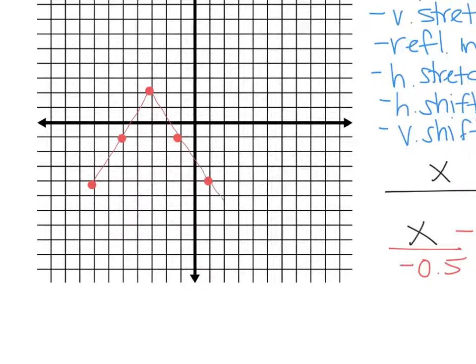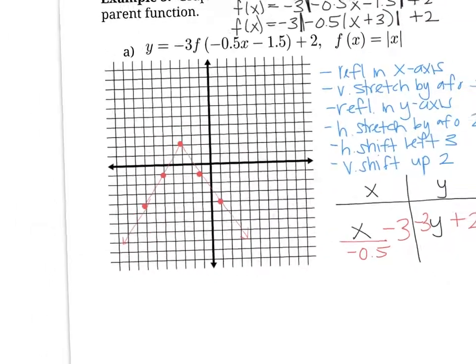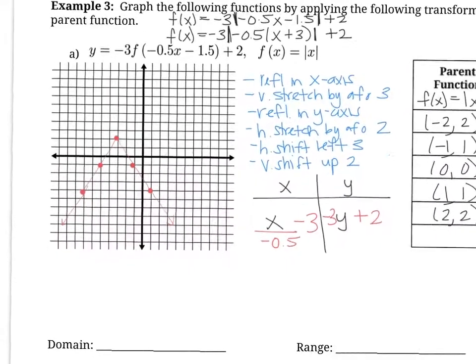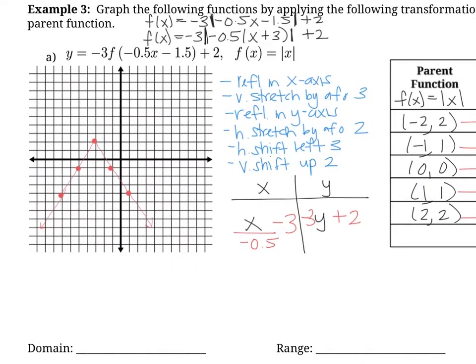Okay, make sure that you extend it beyond those points, because we know this transformed graph is going to continue on. And here we have the transformed graph of the absolute value function. So if we're just checking over, we want to make sure there was a reflection in the x-axis. That did end up happening.